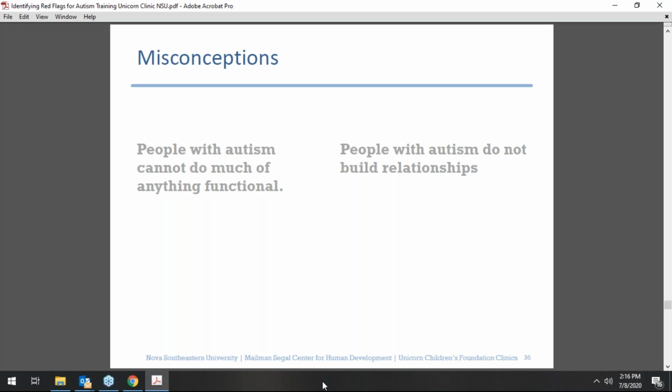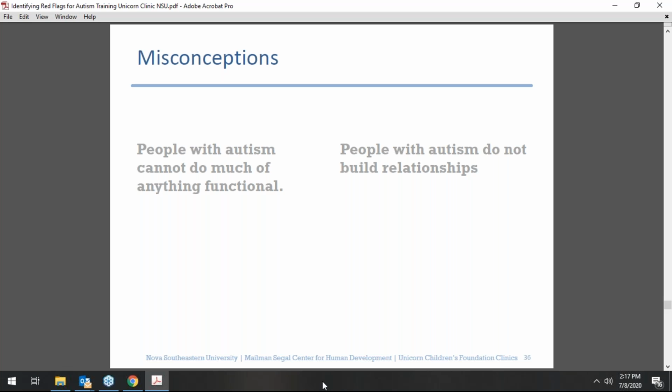Another common misconception is that people with autism do not build relationships. In fact, this is not true. We know individuals with autism form relationships with their caregivers and their family members. And some individuals on the spectrum who are higher functioning, which means they require less support, are interested in having relationships with other people, whether it be friendships or intimate relationships with a partner.